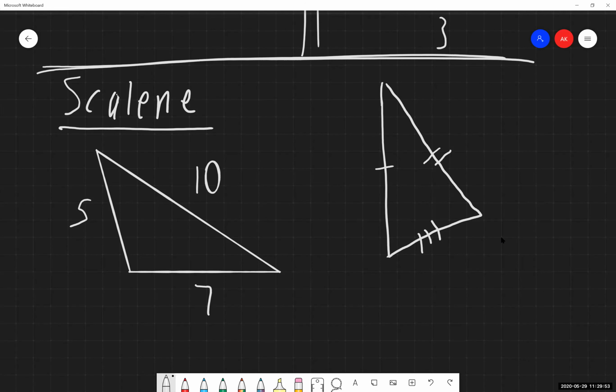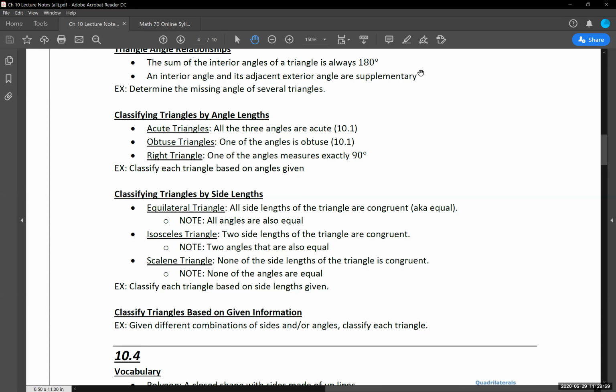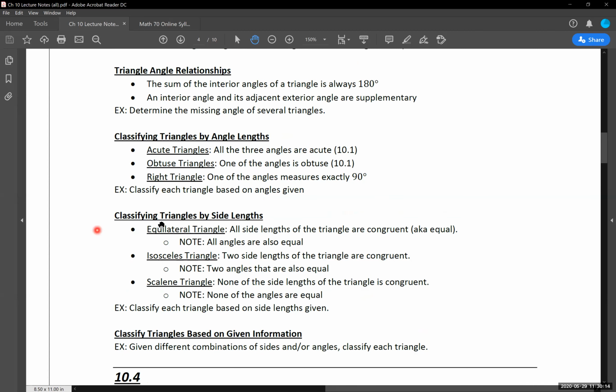A lot of what the homework might have for you, if you are someone who is going to take a look at the book problems, a lot of those are just going to be asking you to classify these things. They might give you different information. They might give you stuff on the sides. They might give you the angles. All you're going to have to do is go back into these notes and say, okay, what have I been given?